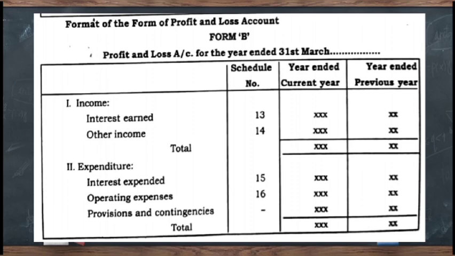This format of profit and loss account is also called Form B. On the top we have to write profit and loss account for the year ended 31st March, and mention the year. Then this format consists of 4 columns. In the first column we write particulars, second column for the note number, third column for the values of current year, and the fourth column for the values of previous year.